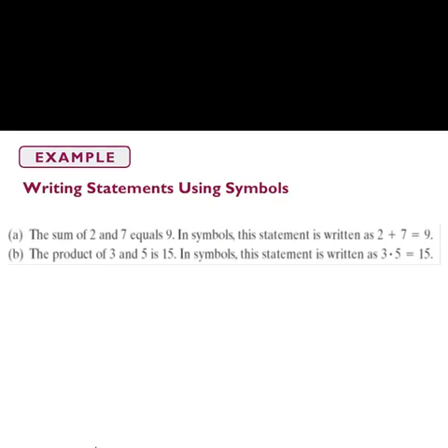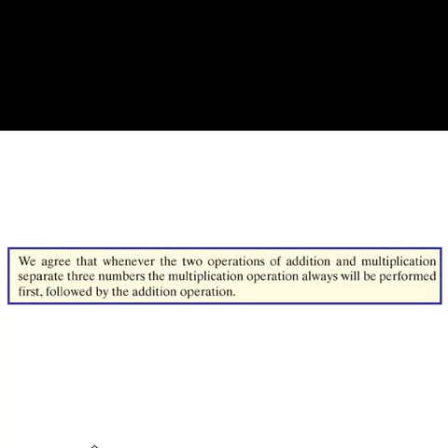If you want to take the sum of 2 plus 7, which equals 9, you can write it like that. If you want to take the product of 3 and 5, which is 15, you can write it like that. The word is can be replaced by the equal sign. All right, moving along here, we're going to evaluate expressions.